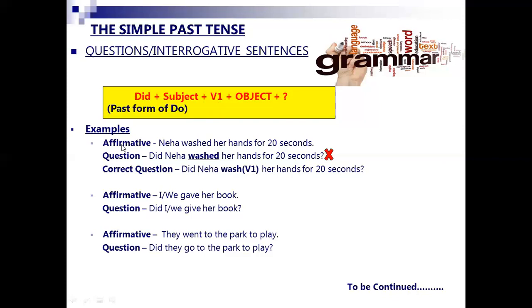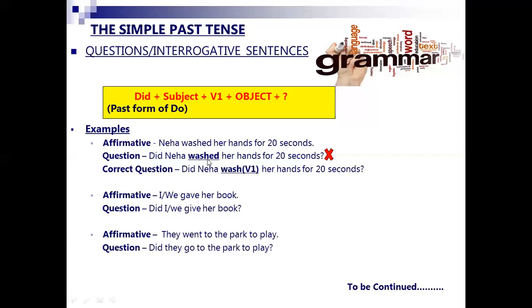See the example. Affirmative sentence is Neha washed her hands for 20 seconds. Here we are converting this affirmative sentence into a question. Now what is the formula? Yes, did plus subject plus V1 plus object plus question mark. Now first you have to recognize the tense of the sentence. Here Neha washed. The formula S, V2 and O means it is simple past tense. We have to convert this simple past tense into a simple past question. So the formula to convert simple past question is did plus subject plus washed.